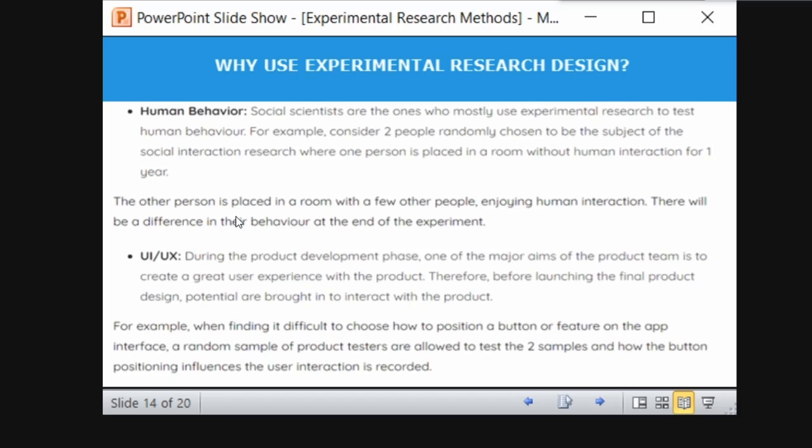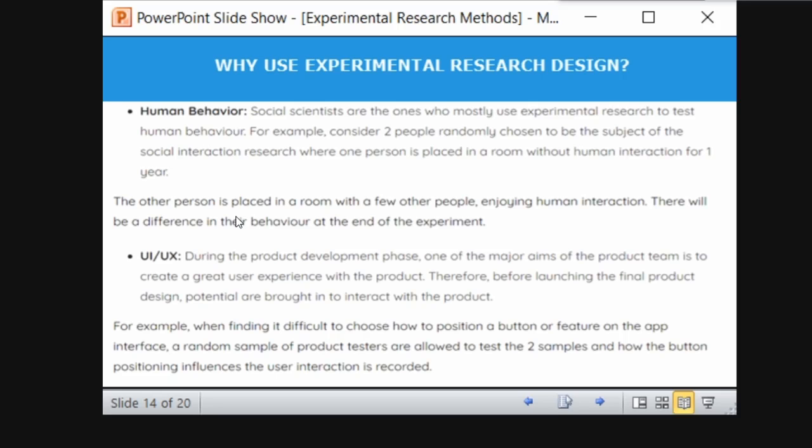You can implement it. If the beta version is successful, that means they will launch the final product. If the beta version is not successful, they will collect the feedback and modify it accordingly. So that is why user interface and user design are very important. So experimental research plays a vital role in product selection and product finalization.